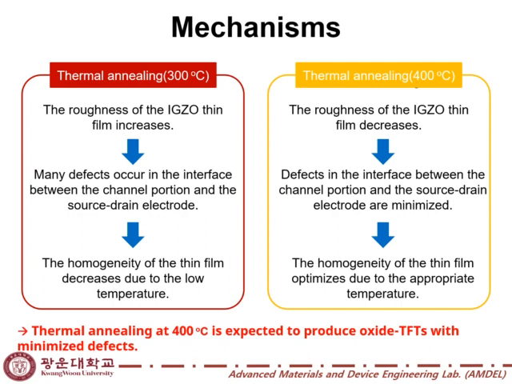On the other hand, if the annealing temperature is 400 Celsius degrees, the roughness of the IGGO thin film decreases, reducing defects in the interface between the channel and the source drain electrode. Therefore, the homogeneity of the thin film is optimized. In conclusion, in order to minimize defects, it was found to be more appropriate when the annealing temperature was 400 Celsius degrees.